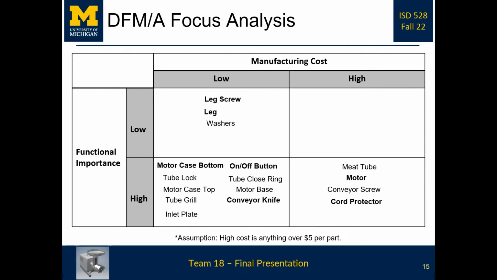Onto the DFMA focus analysis, the quad chart shows that there are 4 high cost, high importance parts, with the assumption of high cost being anything over $5. This also reveals several low cost, low importance parts which will be redesigned.